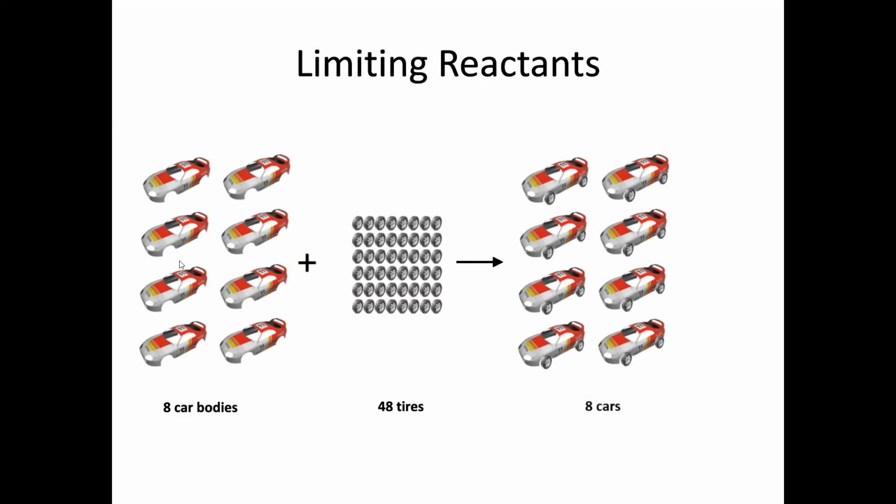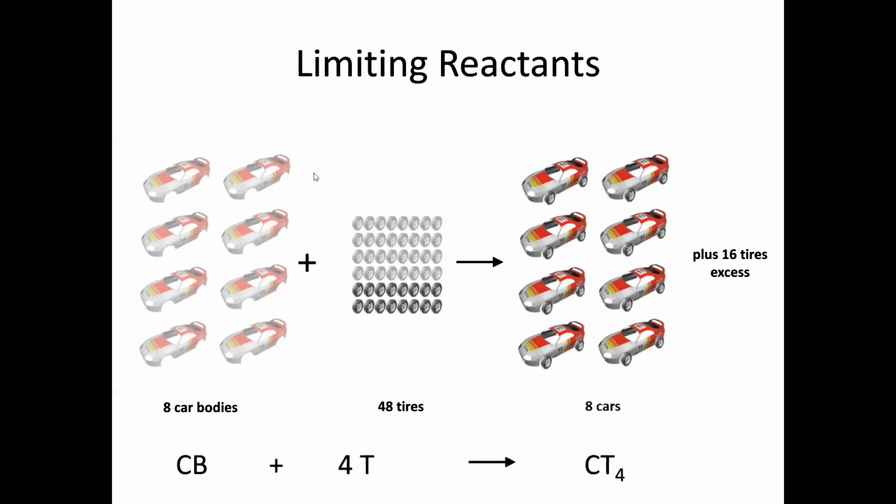Like, I have 8 car bodies. I have 48 tires. That's enough tires, right? Now, I've got all these guys left over all of a sudden. This is what we call a limiting reactant, in that I have an extra amount of tires, so my total amount of product is going to be determined by how many car bodies I had in that situation.